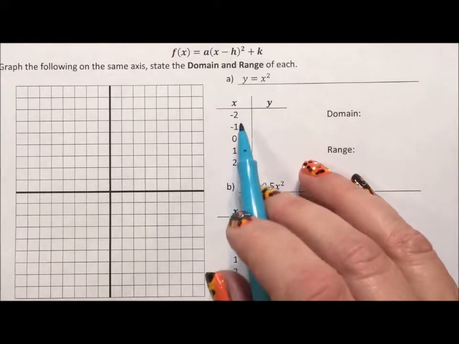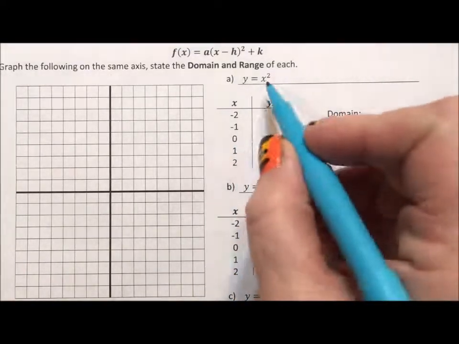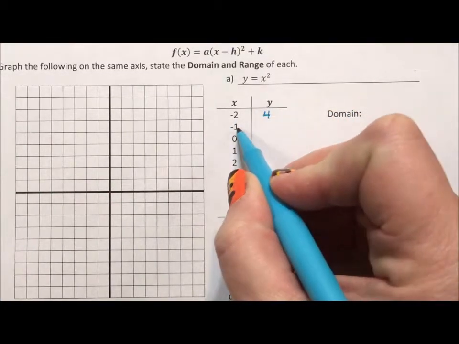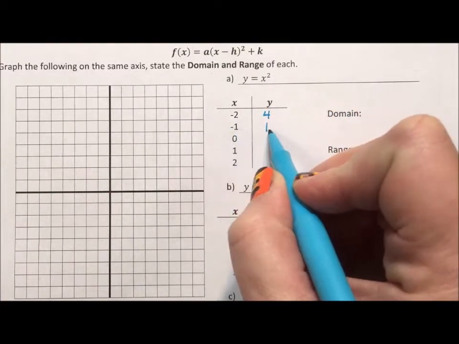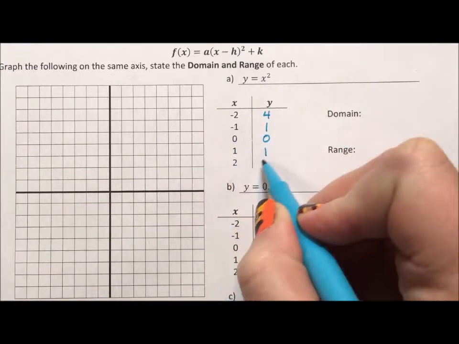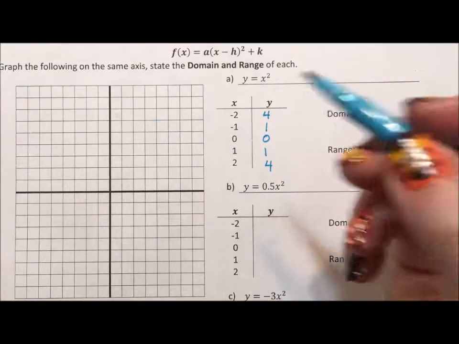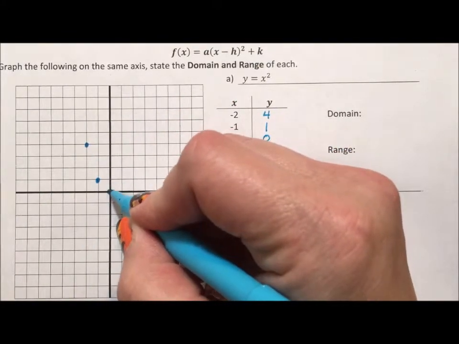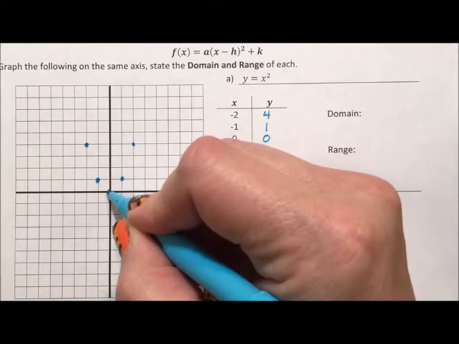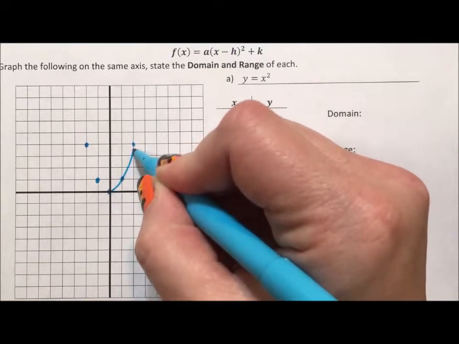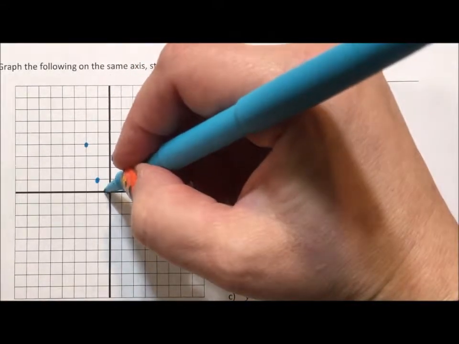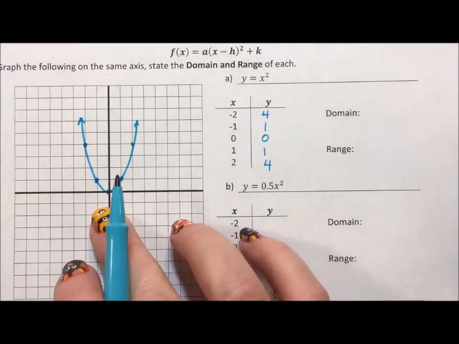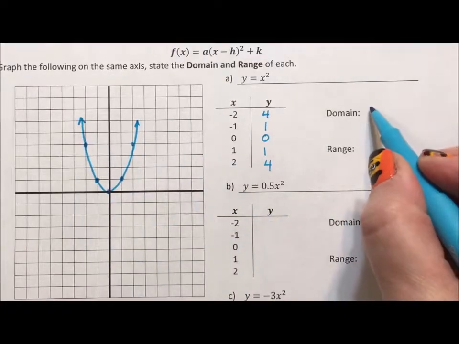If I take these values, -2, -1, 0, 1, 2, and square them, a number squared is always positive. I get 4, 1, 0, 1, 4. If I graph this, I get (-2, 4), (-1, 1), (0, 0), (1, 1), (2, 4), and I get a slowly curving parabola.